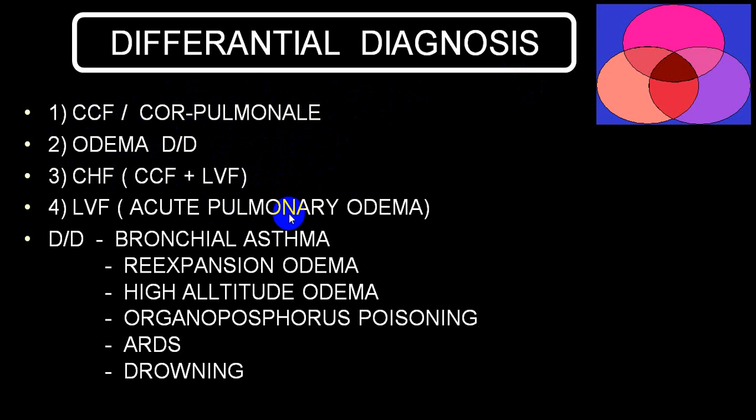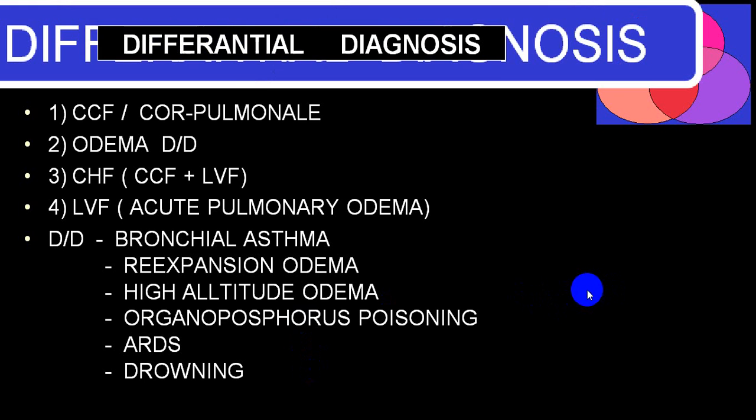There are many other conditions causing pulmonary edema apart from left ventricular failure. You should be able to differentiate, and there are a good number of conditions which produce pulmonary edema, like re-expansion edema, high altitude, which we call HAPE, organophosphorus poisoning, ARDS, which we call non-cardiogenic pulmonary edema, and drowning. All these conditions you should keep in your mind.